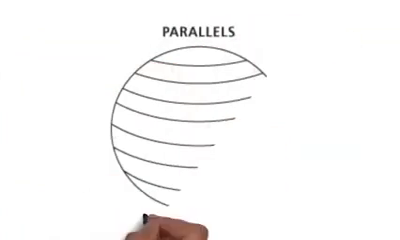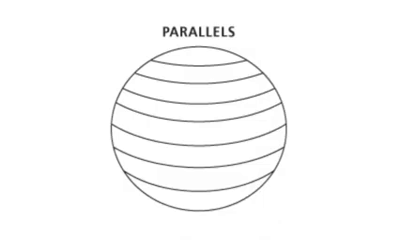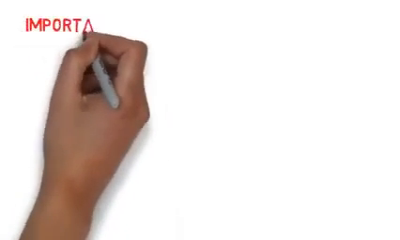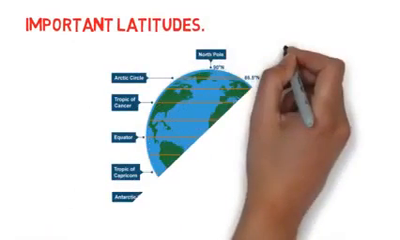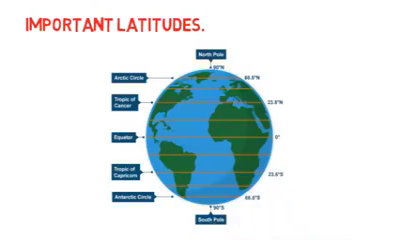You can see in this picture, children, that the length of the latitudes are decreasing. Now we will talk about important latitudes. They are Arctic Circle, Tropic of Cancer, Equator, Tropic of Capricorn and Antarctic Circle.